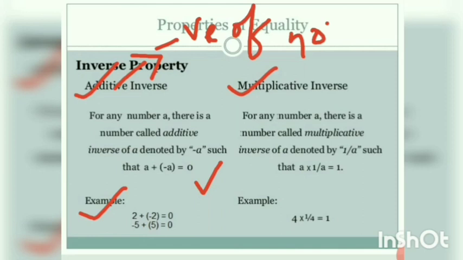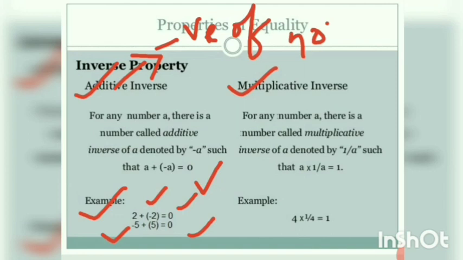Here 2 is the given number, so in order to get the result 0, what we have to add? Minus 2. So in this case, minus 2 is the additive inverse. Now see the next example. In the next example, minus 5 is the given number. So in order to make the result 0, what we have to add? We have to add 5 to minus 5. So after adding 5 to minus 5, we will get the result 0.